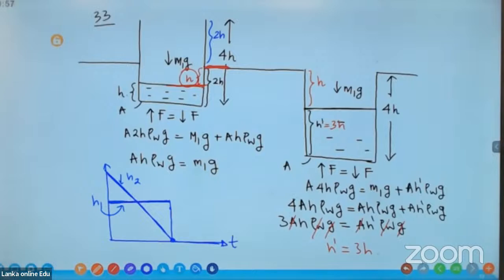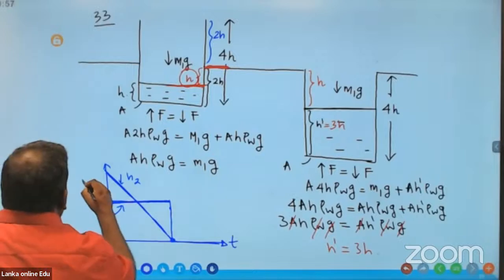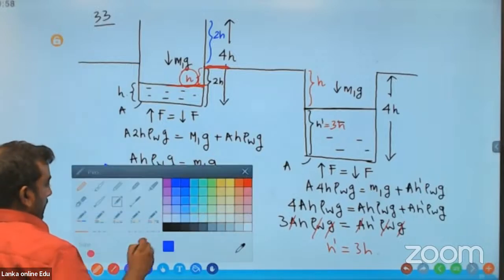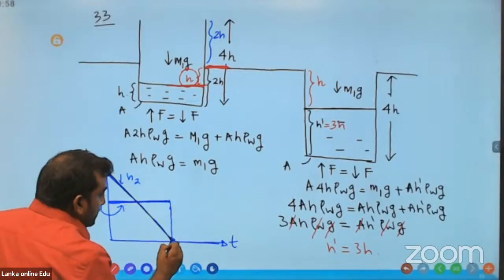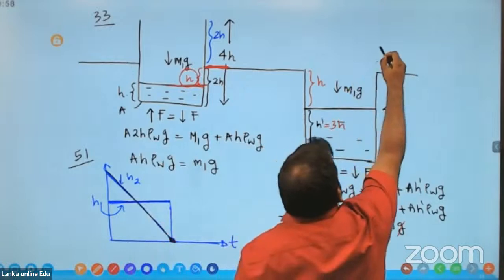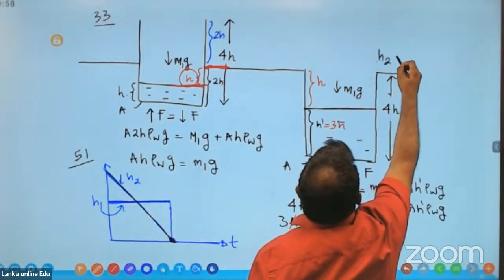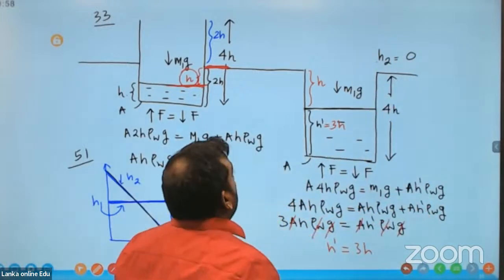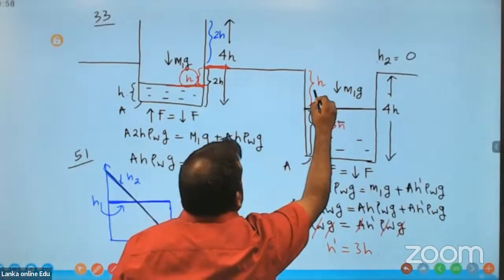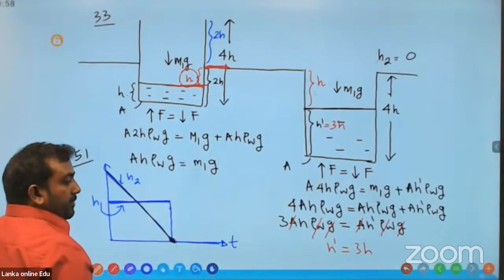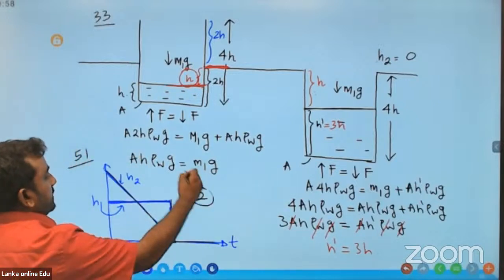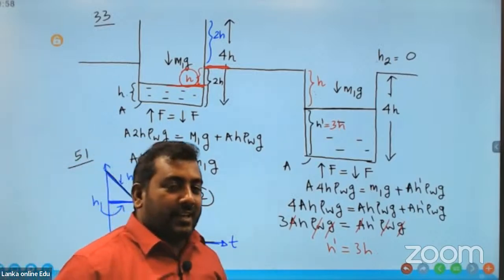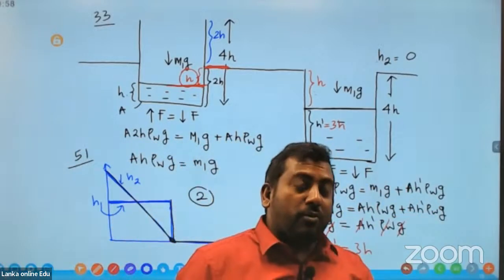So from this, I can conclude for question 51: when the outer height becomes 0, the H1 height is still constant, the difference is the same. After that, quick reduction will take place. The correct answer is answer number 2 for 51. You can see how earlier questions will help you analyze.